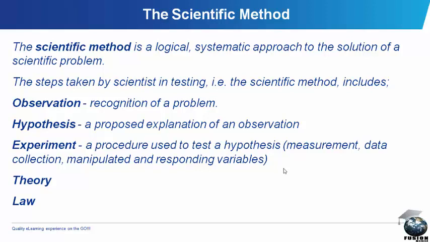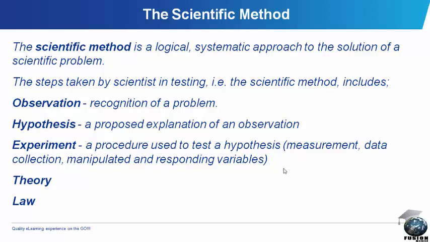The scientific method is a logical, systematic approach to the solution of a scientific problem. How do we go about it? The scientific method involves 5 steps which may follow each other in a couple of loops. The first thing is observation. That's identification of a problem. For example, I'm walking on the road and I'm thinking, how can I get to where I'm going faster and with much ease? I'm sweating, I'm stressed, I need a way of getting there.